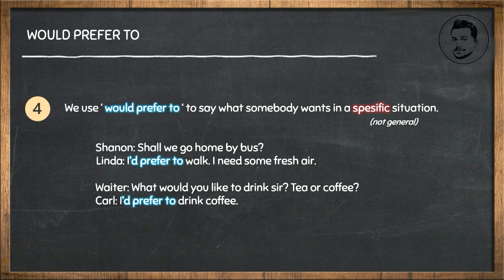Alright? Second one, waiter says, what would you like to drink, sir? Tea or coffee? Carl says, I'd prefer to drink coffee. But we don't know, or we are not sure if this is Carl's general preference or not. Carl said, I would prefer to drink coffee. But at that moment, this is Carl's preference. So this is a specific example.